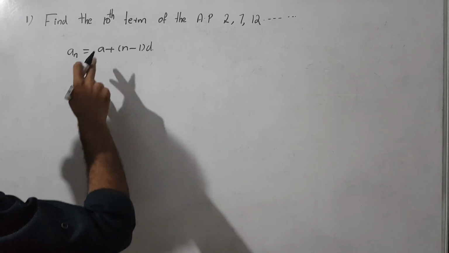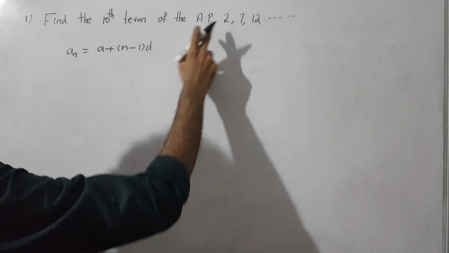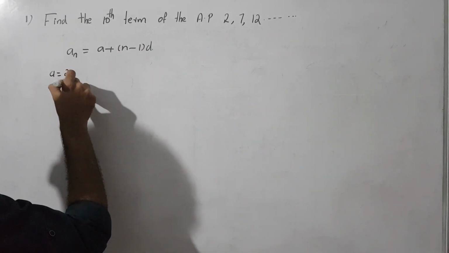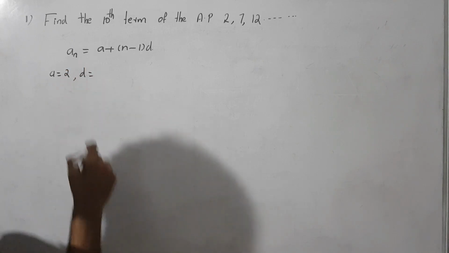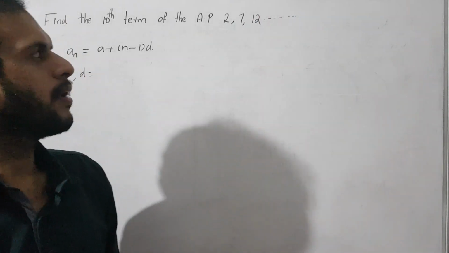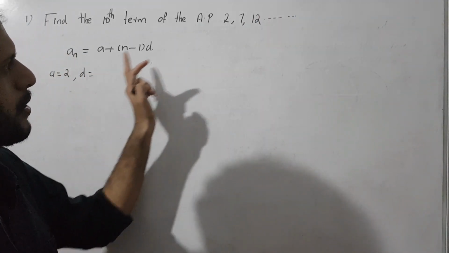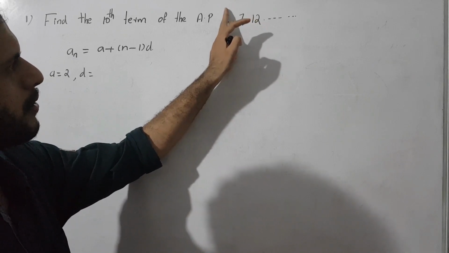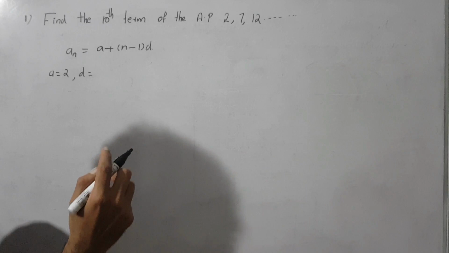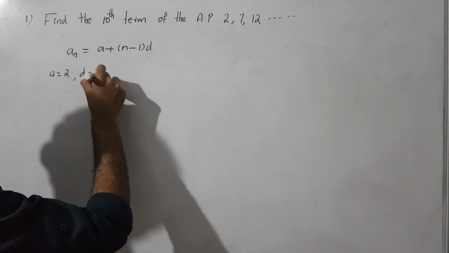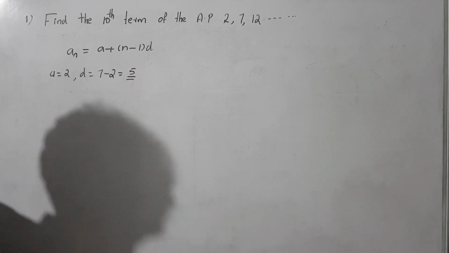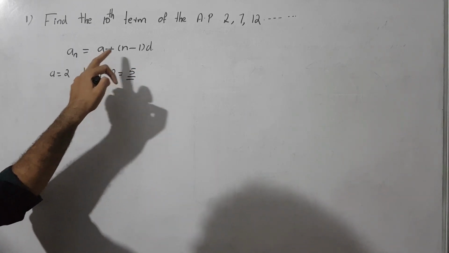Then what do we know? We know the a. What is that? 2. Then a is equal to 2. Correct. Then we don't know the d now. It is possible to find because the sequence is given, the progression is given. Then how do we get the d? D is equal to second term minus first term, or third term minus second term. Correct? So here it is very clear. D is equal to 7 minus 2 is equal to 5. Then now we got the values of a and d.